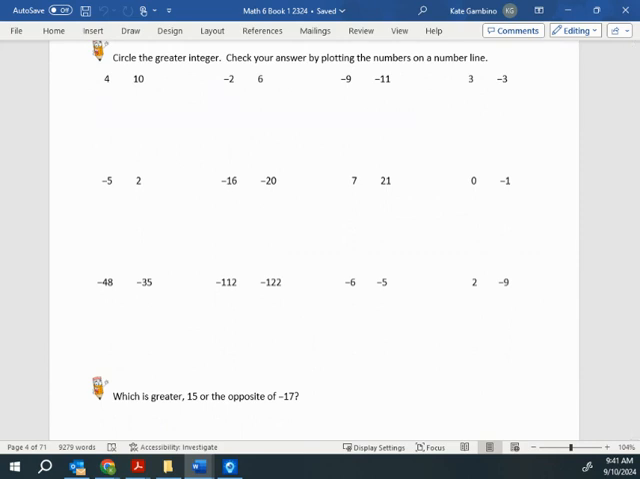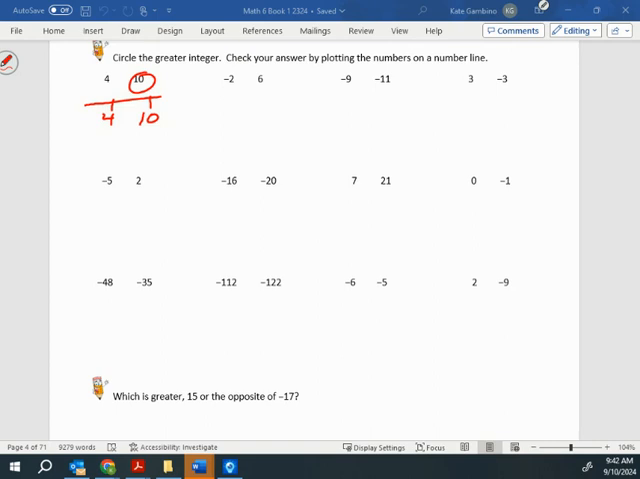Circle the greater integer. Check your answer by plotting the numbers on a number line. So I'm going to look at my 4 and my 10. And I'm going to say, okay, on my number line, I know the 4 is on the left, the 10 is on the right. It's a positive number, it's going towards the right. So which one is my greater number? The 10. Because as we go to the right, it's the bigger number. So you have to circle the greater number, and you have to do all the directions. It says draw that number line to really show it.